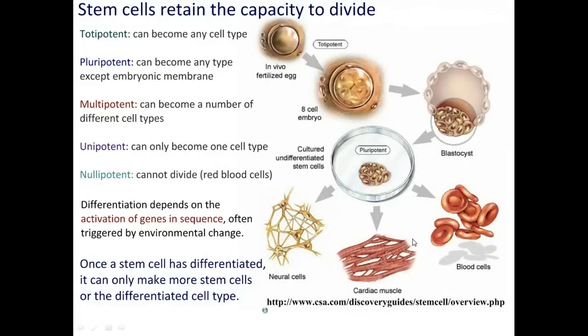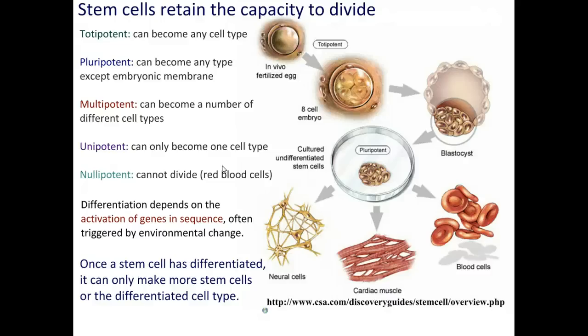All right, so last topic, cells. These are keywords that you need to know: totipotent, pluripotent, multipotent, unipotent, and nullipotent. So we all start from one single cell, from conception, from fertilization, and that single cell is totipotent. It can become any cell type. And the next few cells are totipotent. But then they become pluripotent. And then they can only become certain kinds of cells.